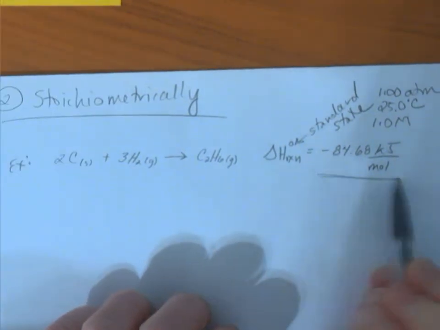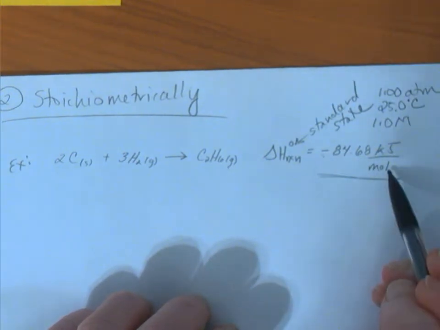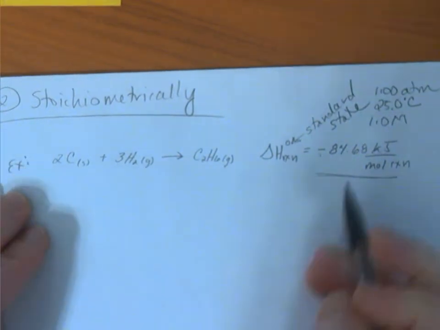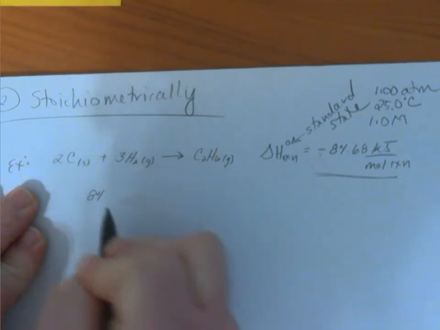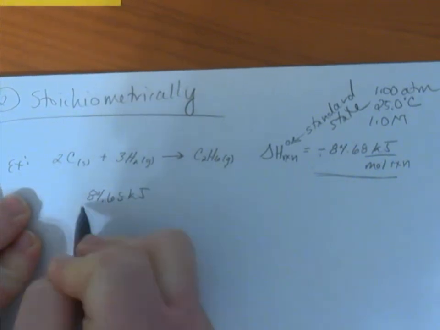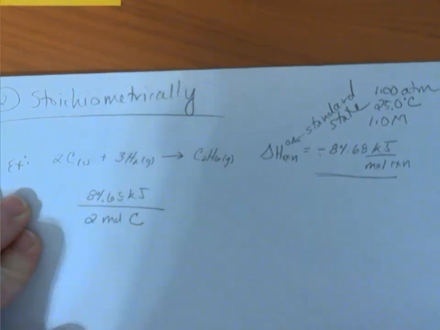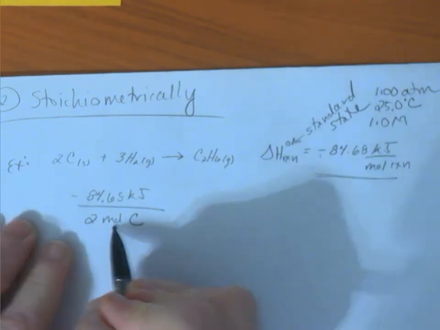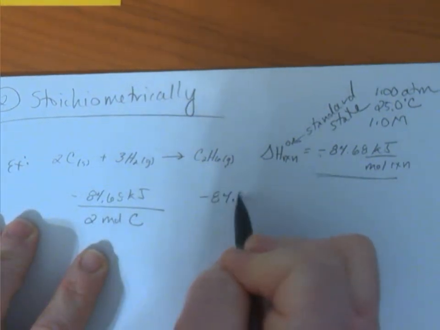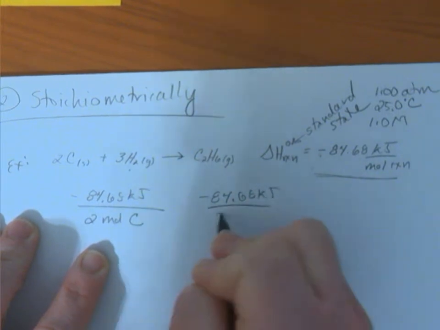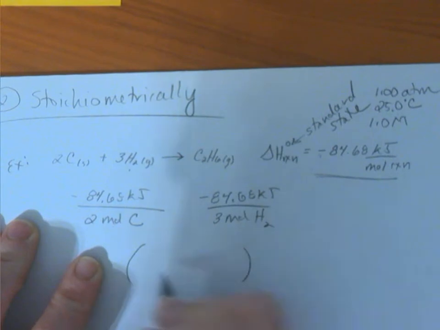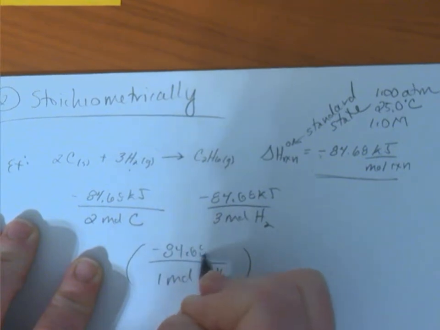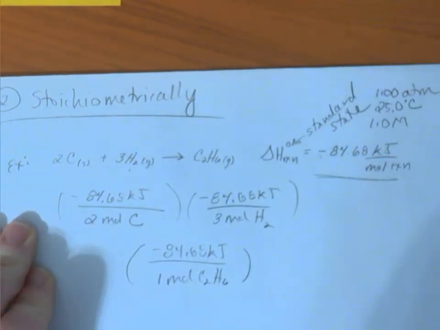All right. This is the amount of energy that will be released, it's exothermic, per mole of reaction. So that means, per the balanced equation, we will get out 84.68 kilojoules for every 2 moles of carbon, understanding that we would have a plenitude of hydrogen. I'm going to go ahead and make that negative to remind myself that that's being released. But that would be the same amount per 3 moles of hydrogen or 1 mole of the C2H6 product. If you could, of course, see, these can then be used as conversion factors.